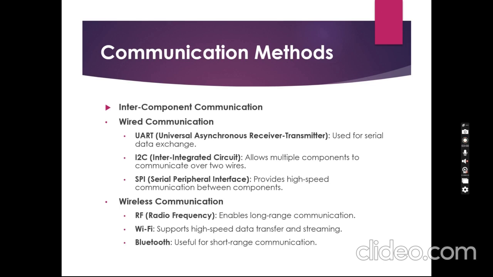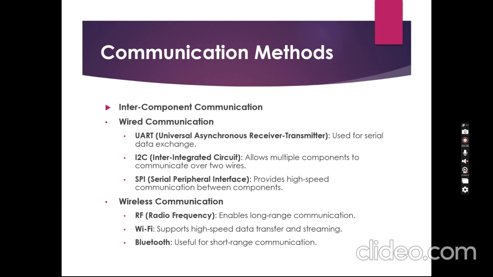It is a serial data exchange method for sending and receiving data between components. The second one is I2C. It stands for Inter-Integrated Circuit. It facilitates communication between multiple components using just two wires, simplifying connection. The next one is SPI. The full form of SPI is Serial Peripheral Interface. It is a high-speed communication protocol for fast data transfer between components.